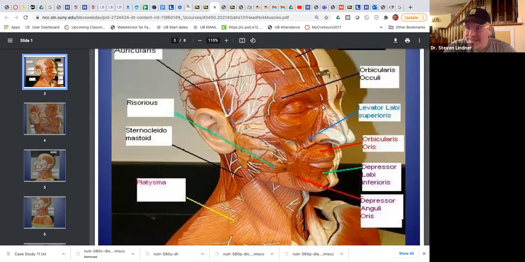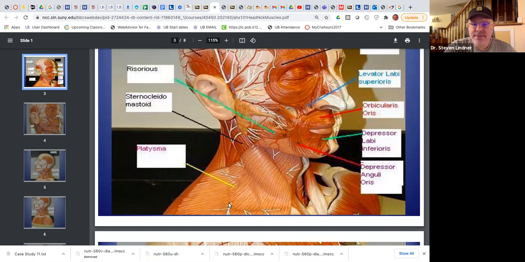Like you had an orbicularis oculi going around the eye, we have an orbicularis oris that goes completely around the lips. The risorius, that pulls the lips this way, right? It's not frowning, it's not lifting it up, it's pulling it back that way. That's the function of the risorius. Superficially, there is this platysma muscle, right? If you do that, that's the platysma.